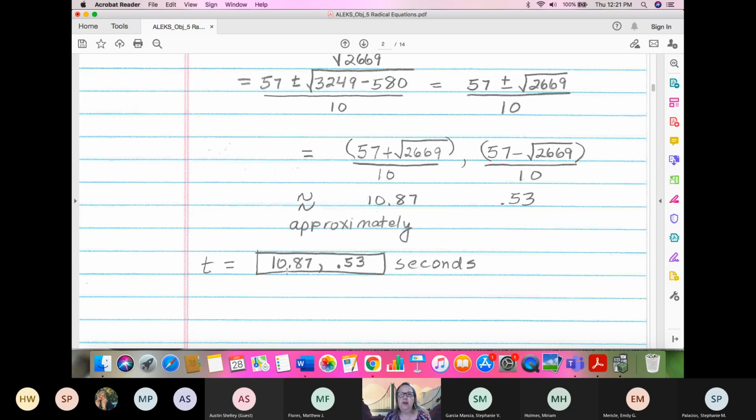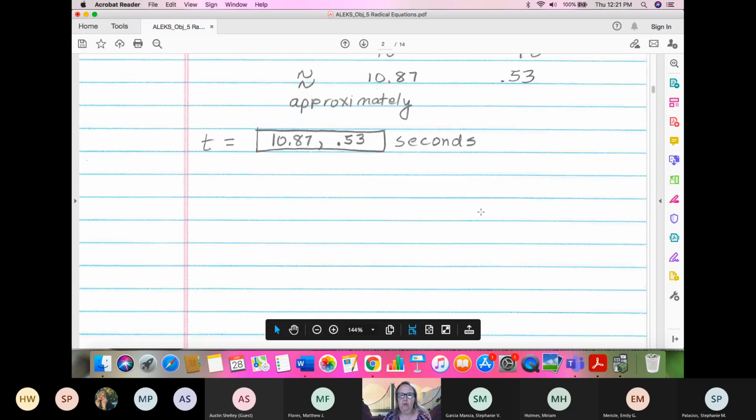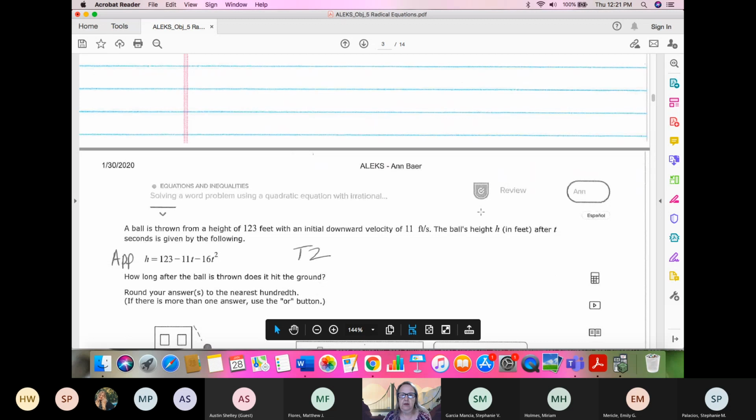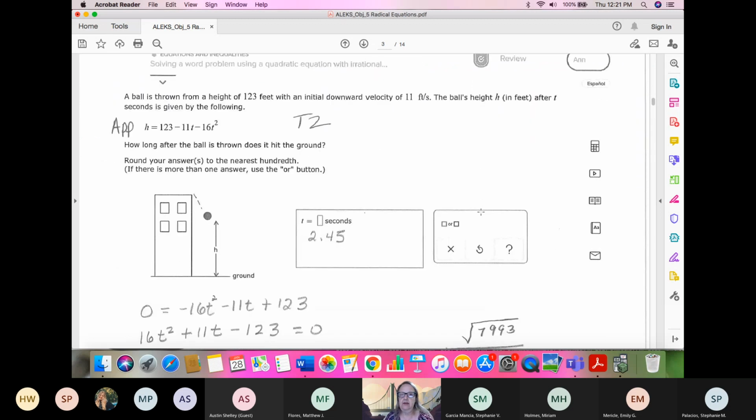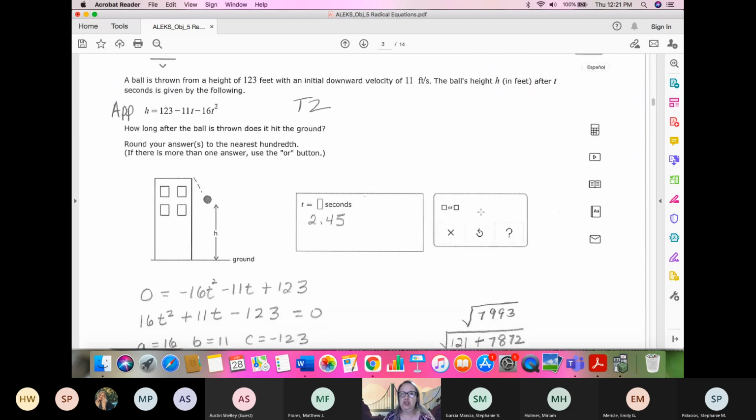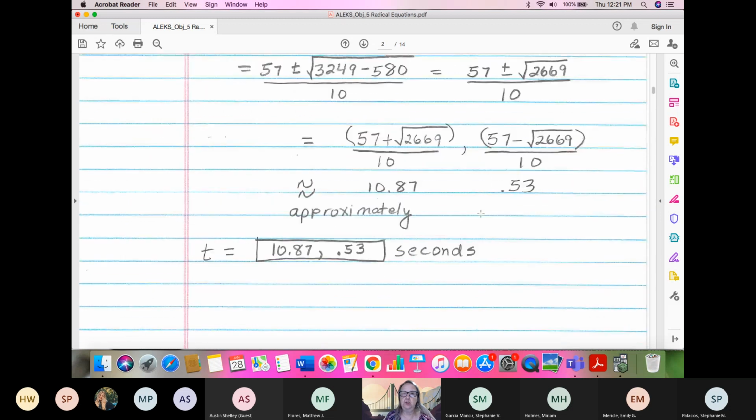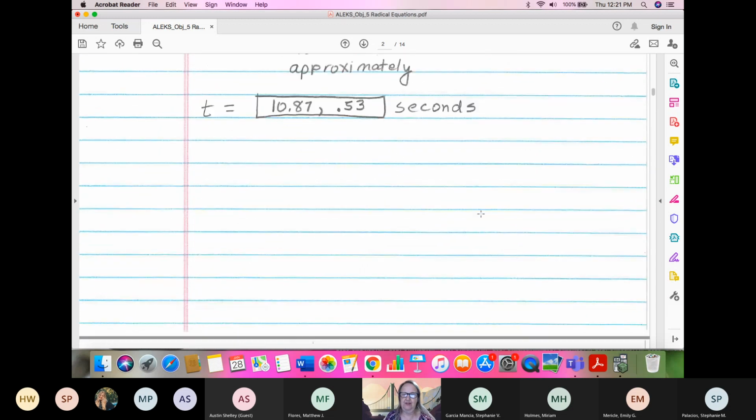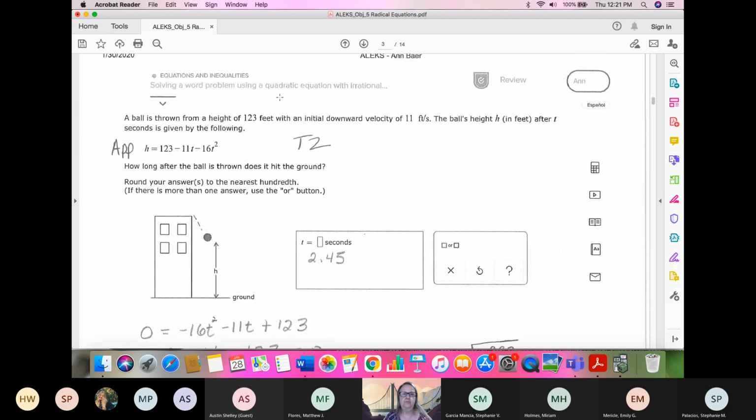So let's look at another one in this topic, and I'm not going to do the problem all the way through. I just want to point out something. This is the same topic, different question. Same exact topic, topic 2, and let me just verify topic 2, different question. A ball is thrown from a height of 123 feet with an initial downward velocity of 11 feet per second. The ball's height, h, in feet after t seconds is given by the following.